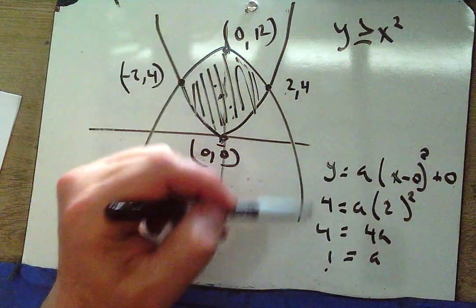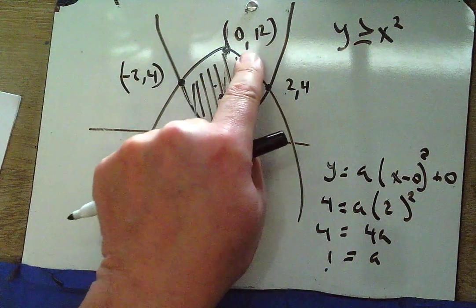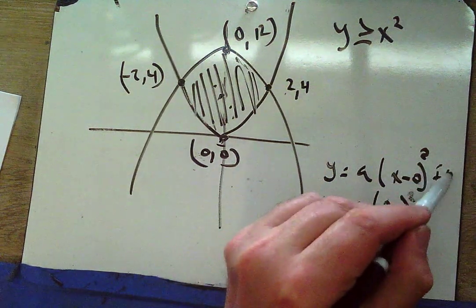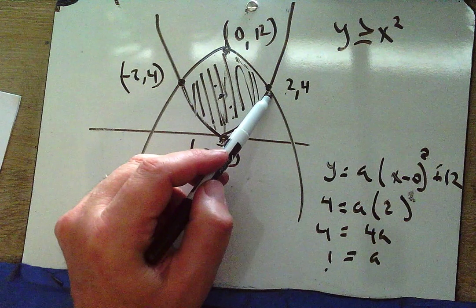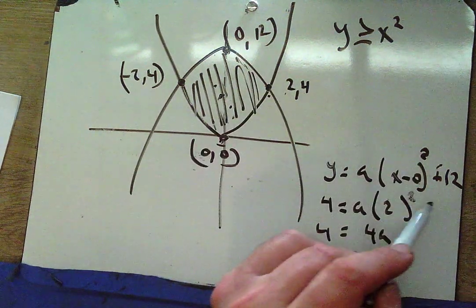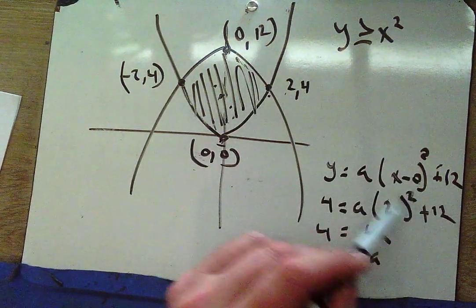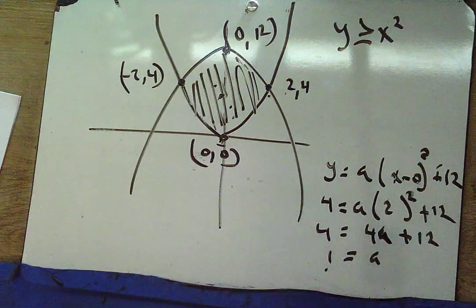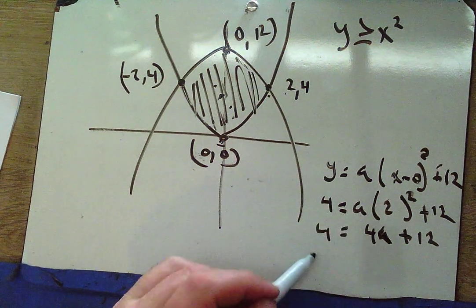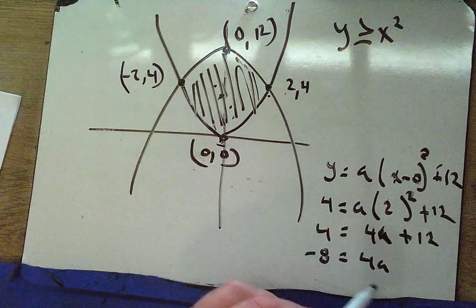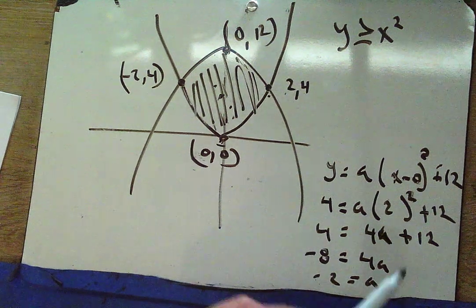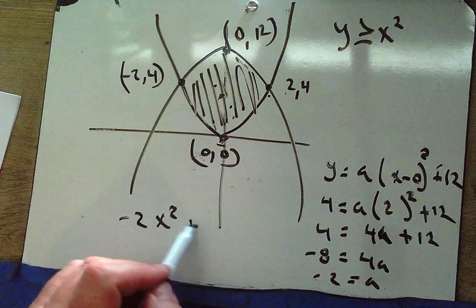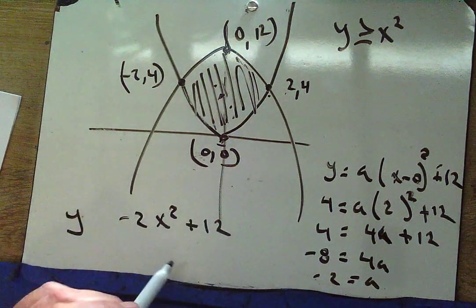Now, what about this inequality? Well, now the vertex is (0, 12), so that stays, but that becomes 12. And I can still plug in (2, 4). 2 minus 0 is still 2. I still get 4a, but I have plus 12 here. I'm going to subtract 12 from both sides, and I get a equals negative 2. So now I'm looking at negative 2x squared plus 12 and a y.